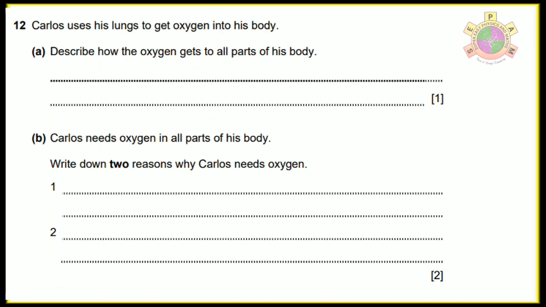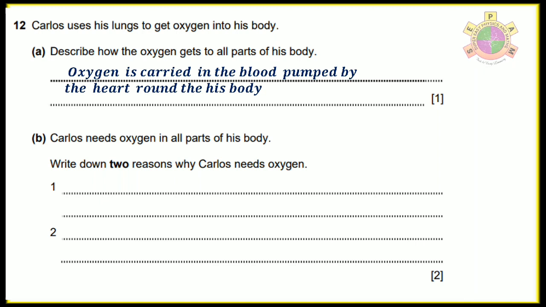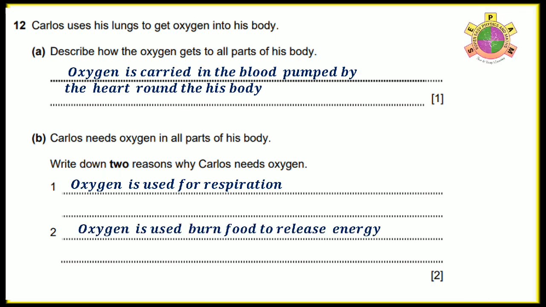Carlos used his lungs to get oxygen into his body. Describe how the oxygen gets to all parts of his body. Oxygen is carried in the blood pumped by the heart around his body. Carlos needs oxygen in all parts of his body. Write down 2 reasons why Carlos needs oxygen. Oxygen is used for respiration. Oxygen is used to burn food to release energy.